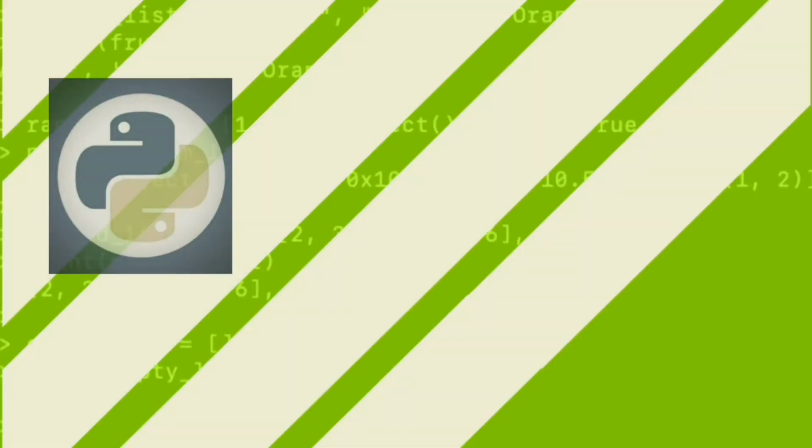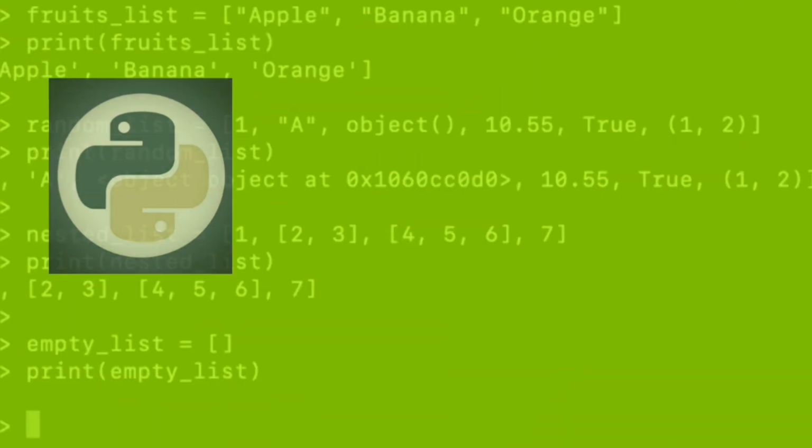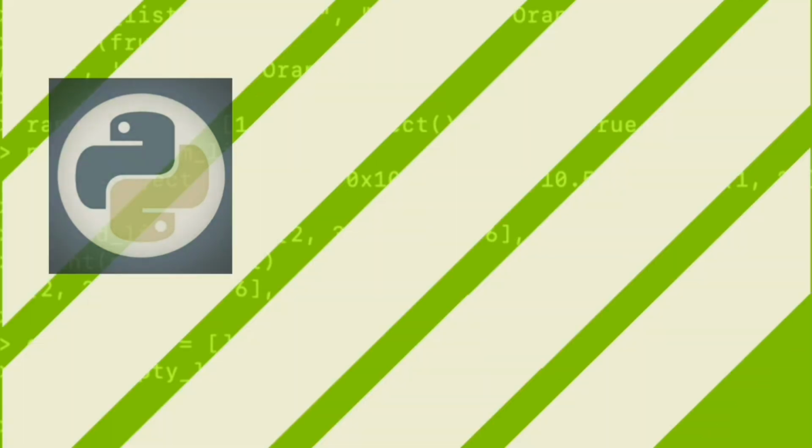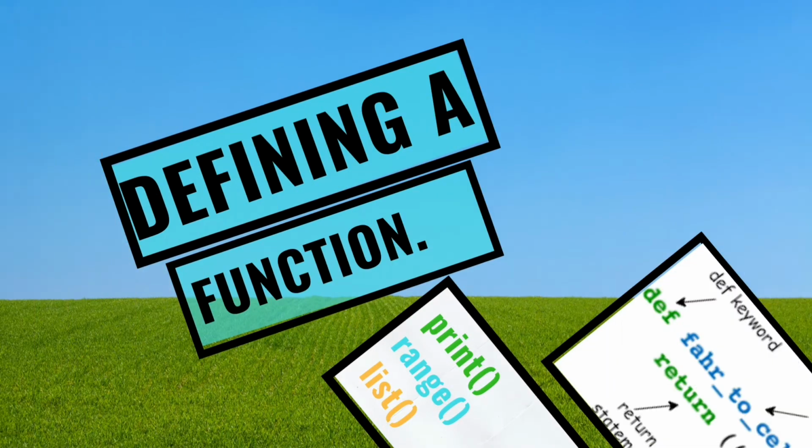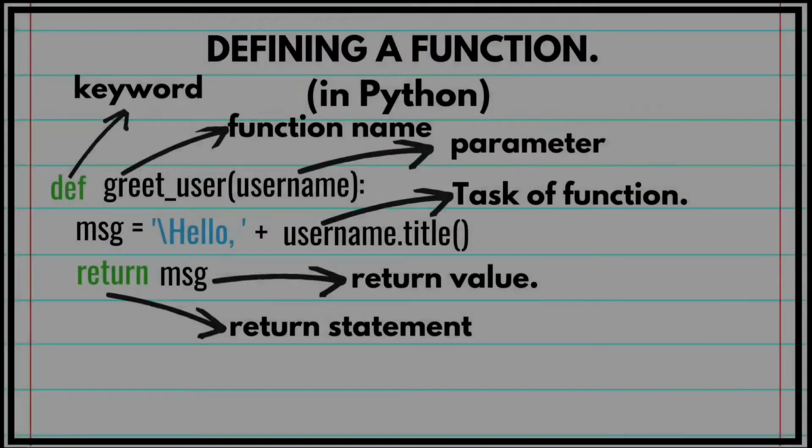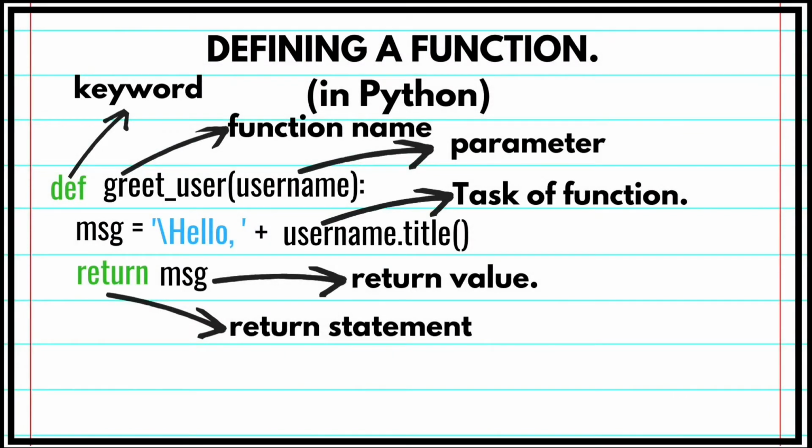We are now well equipped with basic knowledge to start on defining a function, calling it, and passing information to it. Defining a function in Python. A function in Python has 5 main parts. First is the def keyword. Second is the function name with parentheses. Third is the parameter in those parentheses. Fourth is the task of the function. Fifth is the return keyword followed by the value which the function has to return. Let's learn about them one by one. Give this video a pause and read this slide yourself to understand it better.